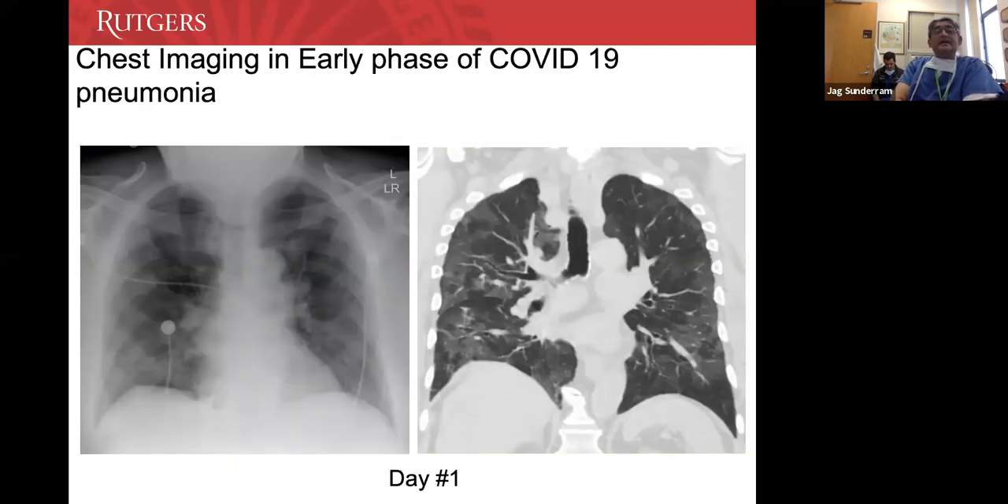This is an example of one of our own patients in the hospital who had CT imaging. The chest X-ray showed vague densities in the periphery of the lungs. The CT is much more revealing of ground glass densities, and this is multilobar in both upper and lower lobes and in both lungs.